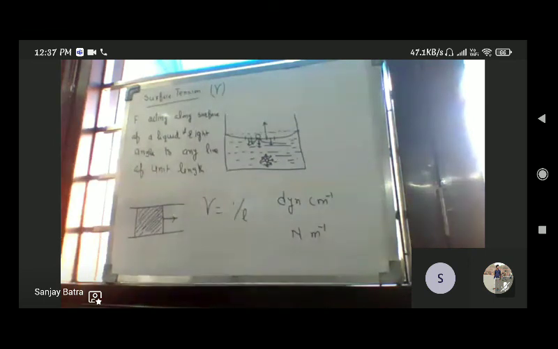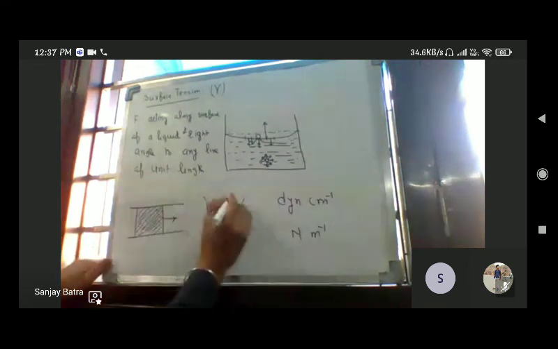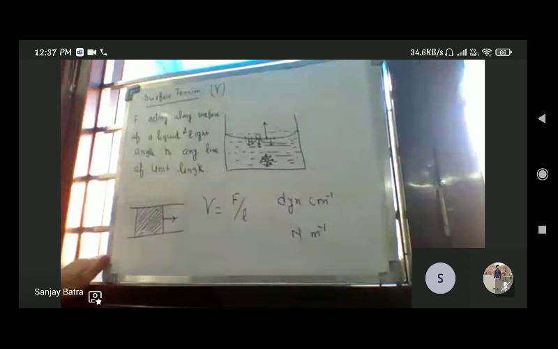So write down the definition. Surface energy, amount of work done in increasing area of a surface by unity. In increasing the area of a surface by unity is known as surface energy.